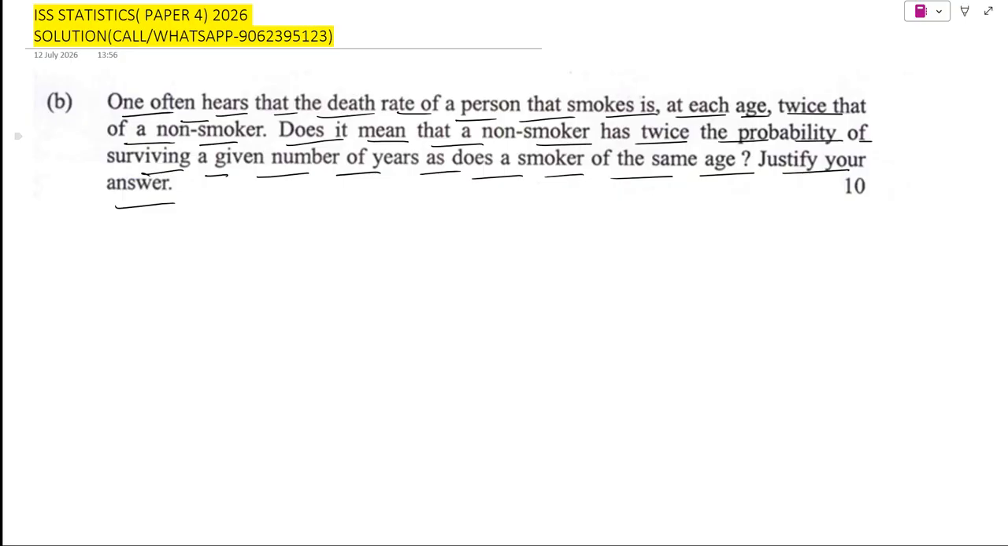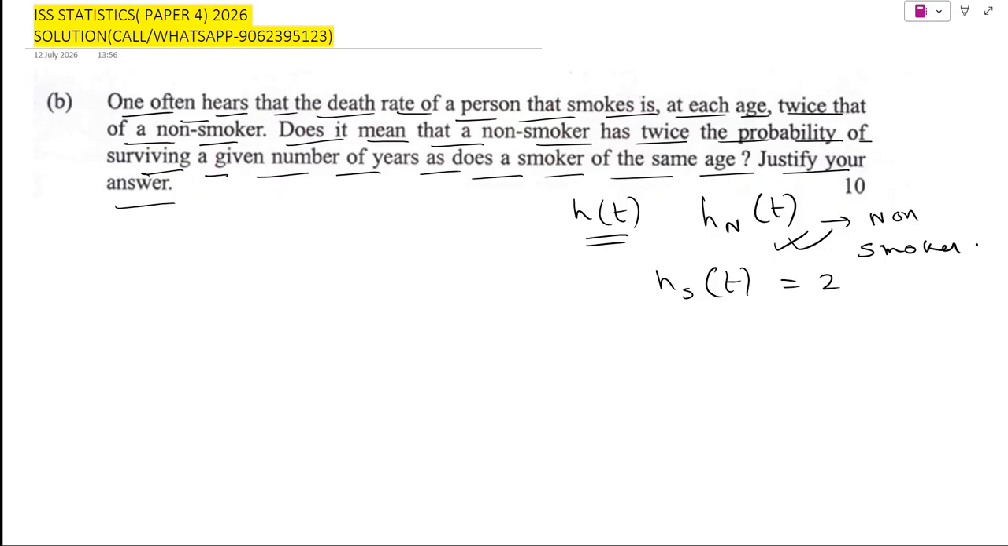The question says death rate, not the probability of death, right? And in survival analysis, the death rate is actually the hazard function. We denote it by h(t). So suppose this is the hazard function of a non-smoker. Then according to the question, h_S(t) is 2 h_N(t).